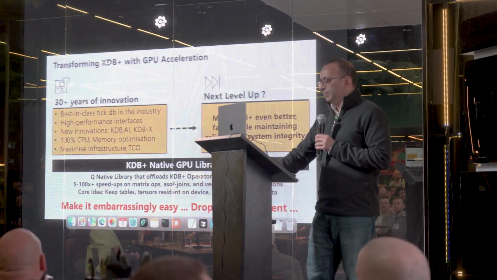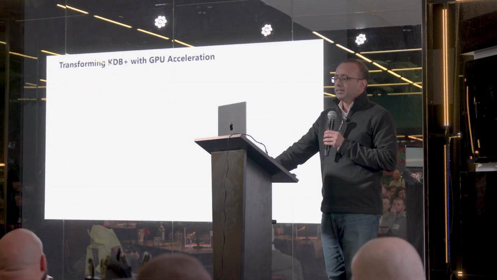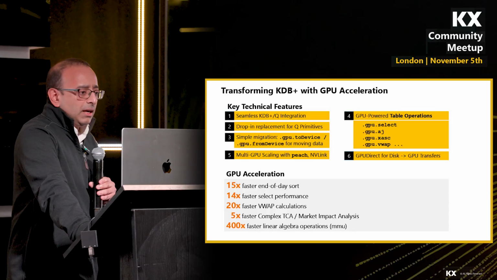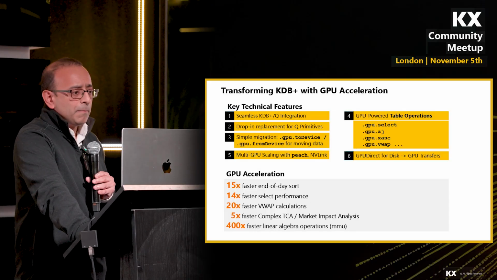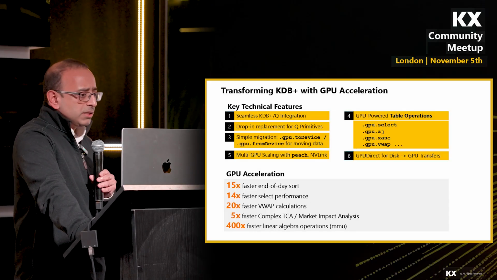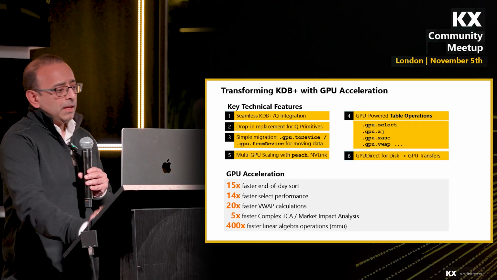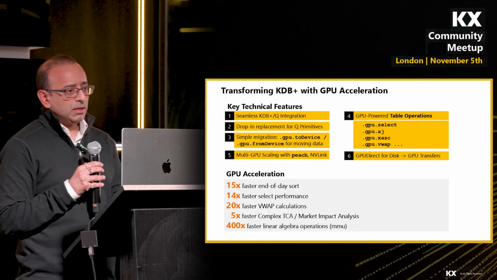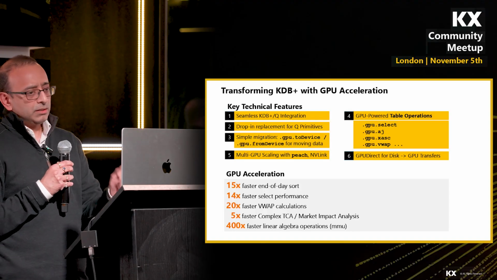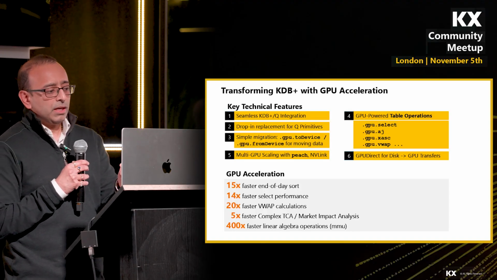But what does this mean, right? So what is the implication? I mean, it's all good. The technology part is great. All of that is fine. Firstly, I think the features are very interesting. It's like a seamless drop-in replacement, right? And simple migration, .gpu.to device, .gpu from device.